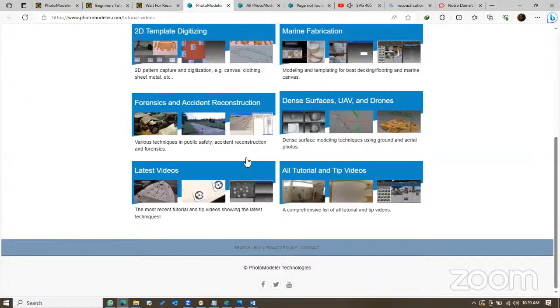This is forensics and accident reconstruction. In Nigeria today, we are yet to develop the forensic industry to an extent, and you guys can actually be the ones to engineer that.